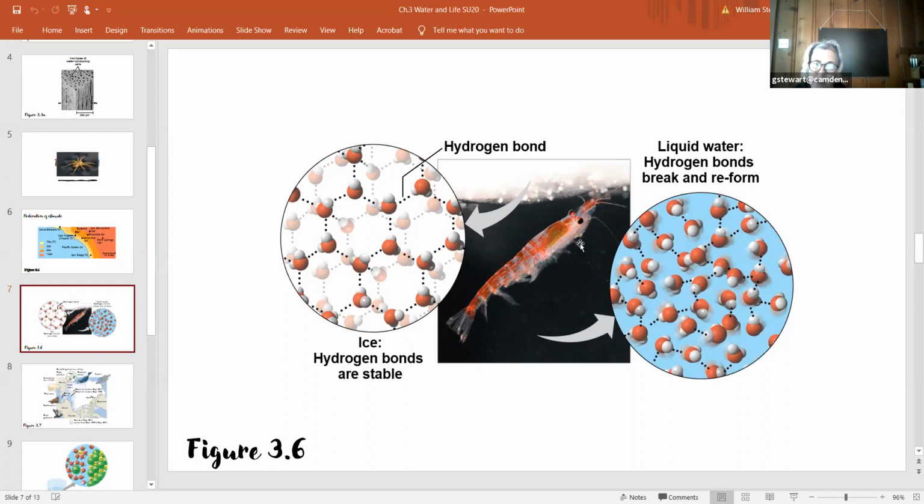So we can see this little crayfish or shrimp here living happily under the ice. And of course, this is important for life on Earth since all the fish and all of the plankton and all of these invertebrates do not die when there's ice on top of the water. They can still survive in the liquid water just fine and wait for the ice to melt.